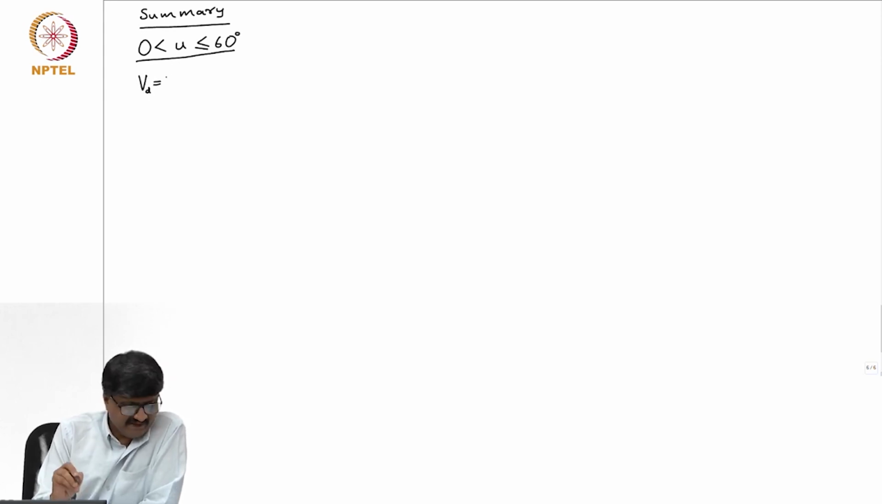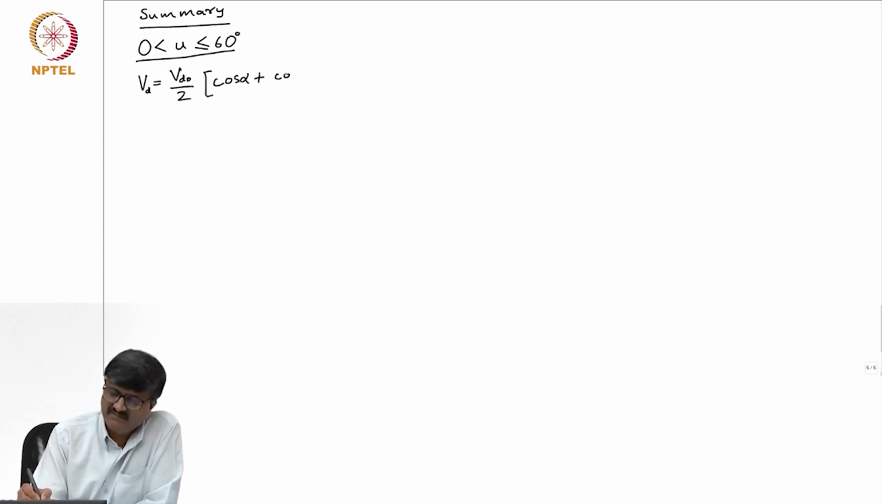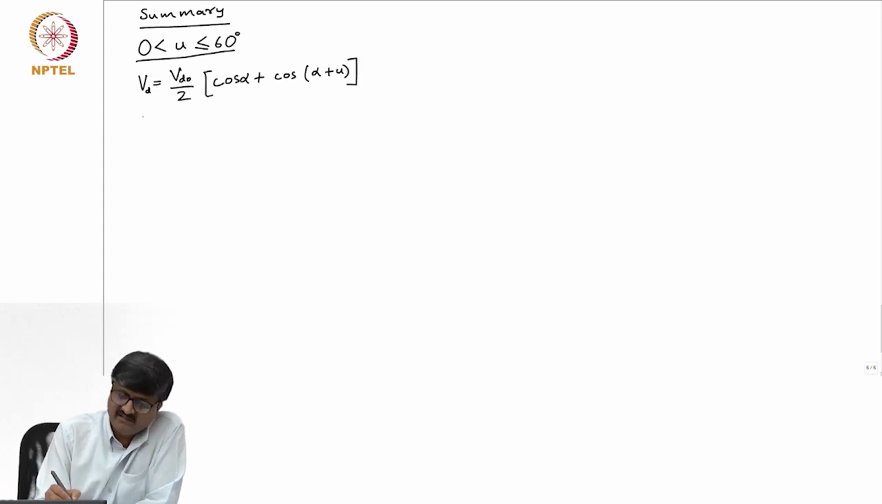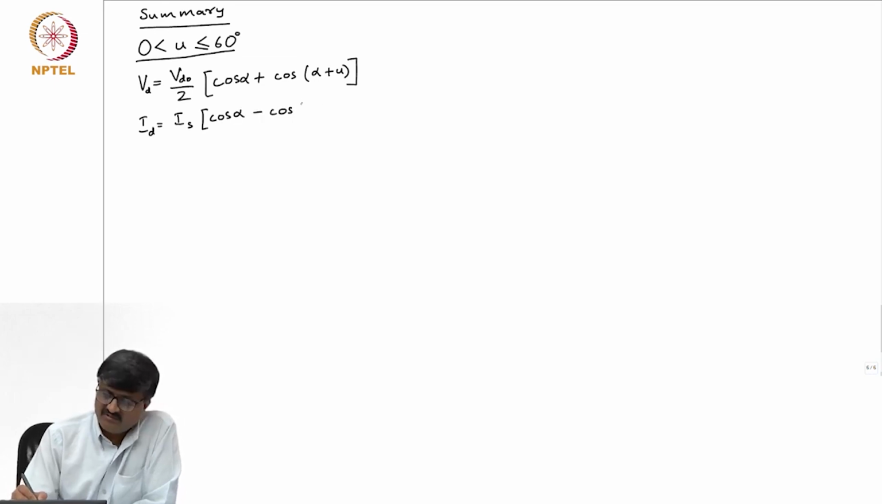The first equation is relating VD, VDO, alpha and u. So VD is equal to VDO by 2 cos alpha plus cos alpha plus u. ID is equal to IS cos alpha minus cos alpha plus u.